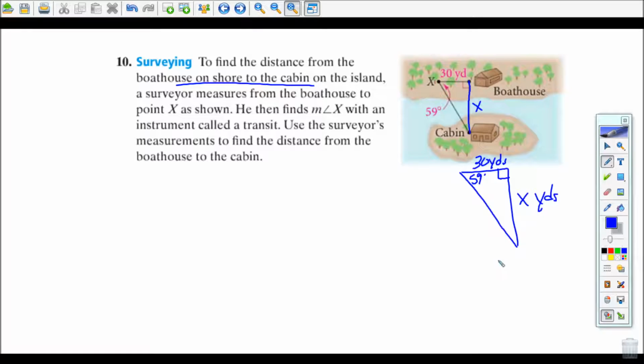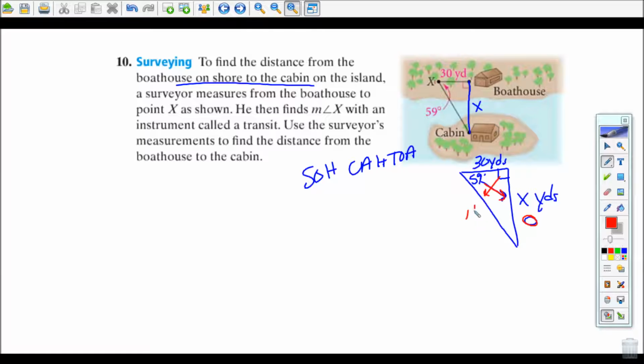So we need to figure out if we're going to use sine, cosine, or tangent. So my reference angle is 59. So opposite of that is here. It's a different color.